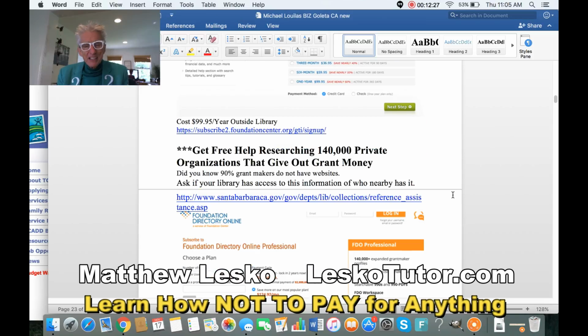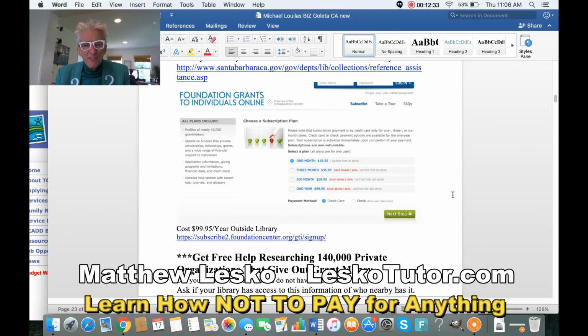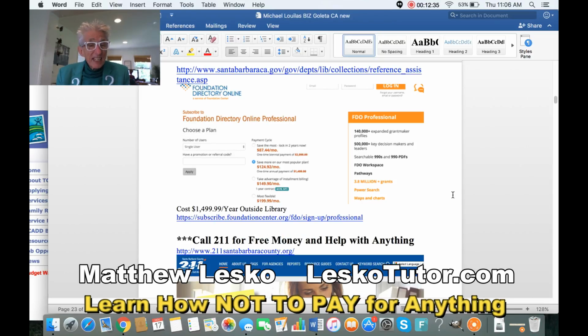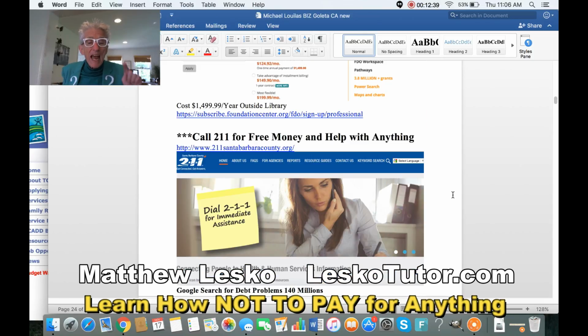And your library actually, depending on the library, will help you set up businesses on the internet and all this kind of stuff. So they're very helpful people if you learn how to use them. And that's the key. And here's another database I bet you didn't know about. It's called 211. Everything in that database is free. When you use Google and you're looking for help, well, 99, 100% of the stuff you find in Google is going to be people charging you money. That's why it's such a problem.